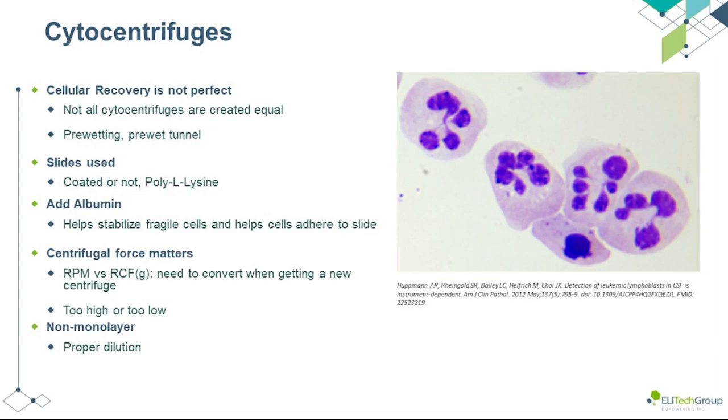It's also important to make sure the sample you load has the right amount of cells to begin with. Too many cells and they will be crowded and overlapping, whereas too few may not give a good enough monolayer to pull diagnostic information from.